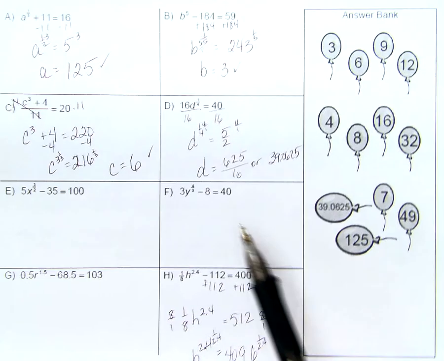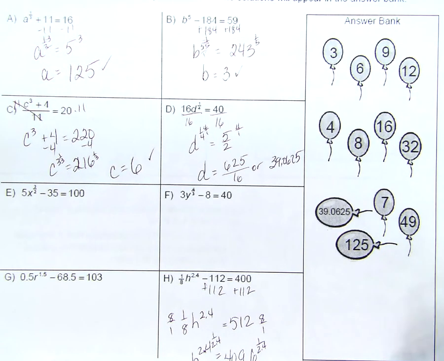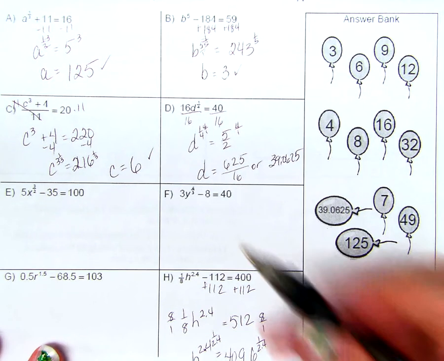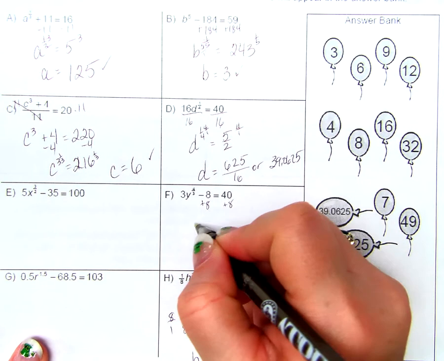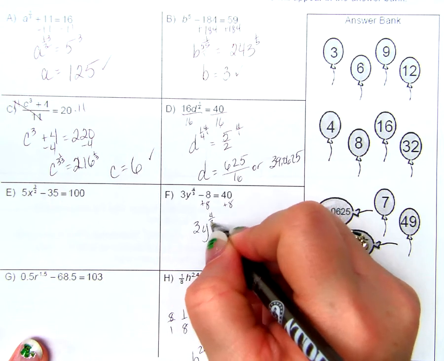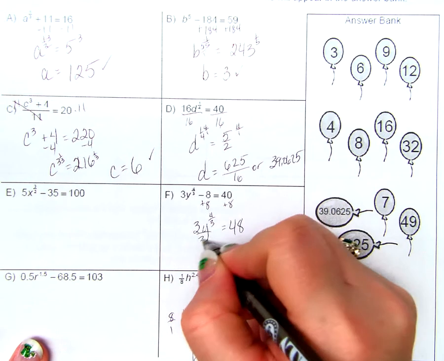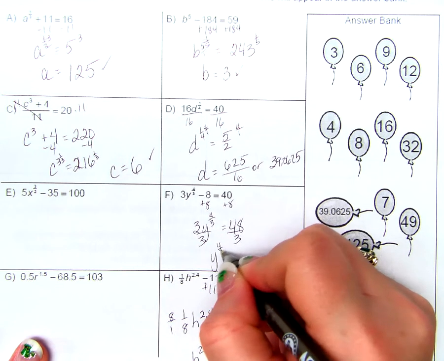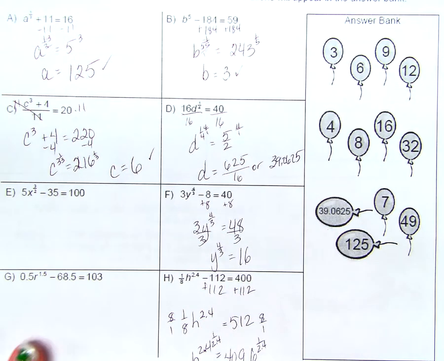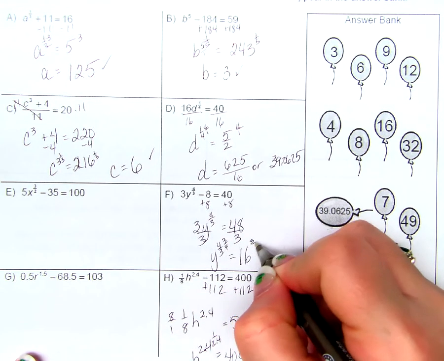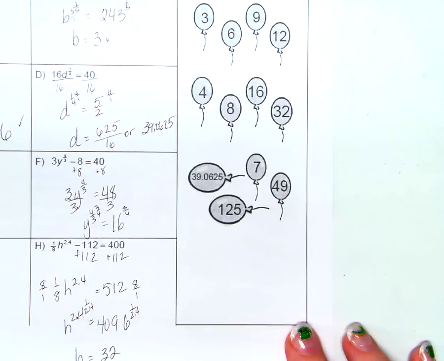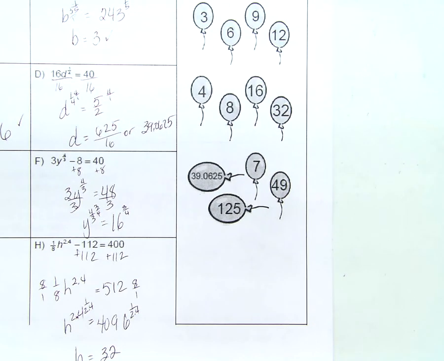Okay, I did want to show you one more thing, so let's do problem number F. If we add 8 to both sides, we get 3y to the 4/3 power equals 48, and then divide both sides by 3, y to the 4/3 equals, what is it, 16? Okay, so 3/4. This is just a reinforcer from the day we did the foldable, when I showed you that the power is in the numerator and the root is in the denominator of the exponent.